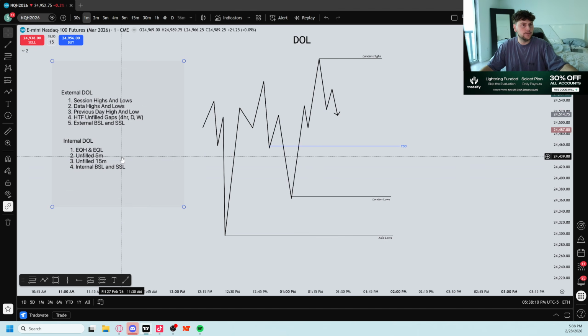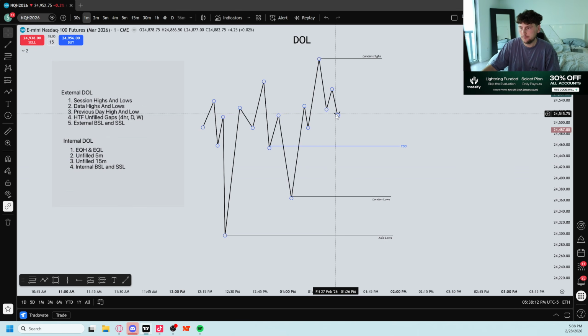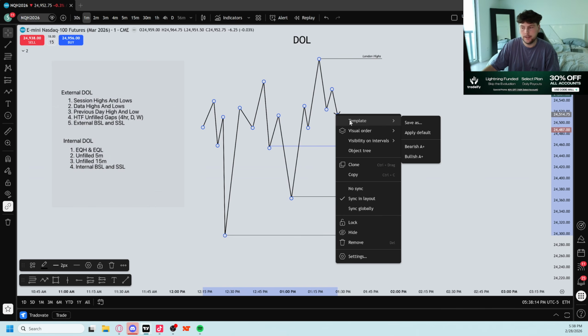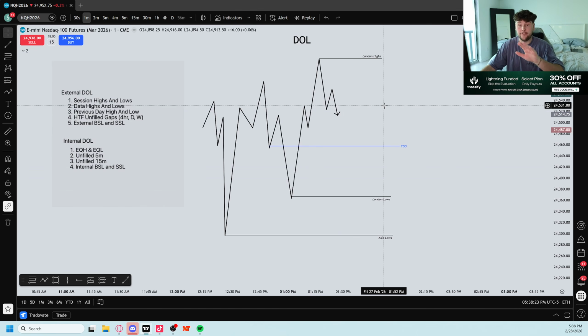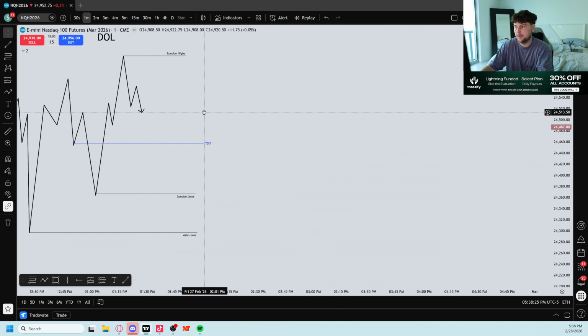Right click on one of the trend lines you got down and hover over template. Bullish A plus, bearish A plus. Yo, I didn't even know that was there.